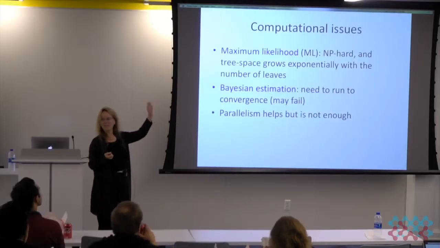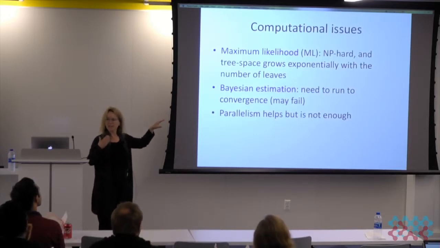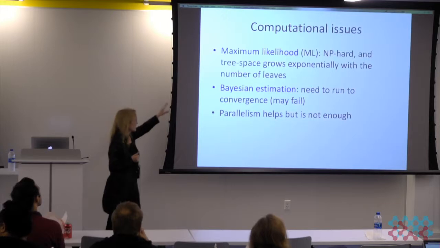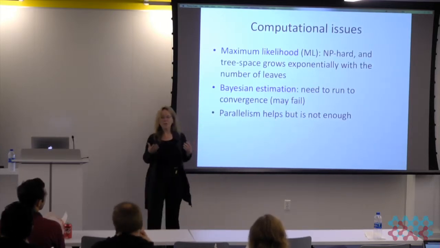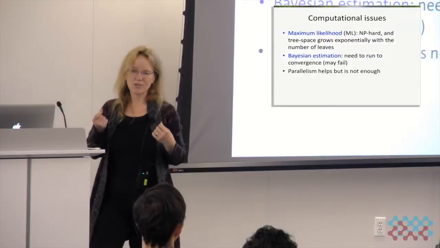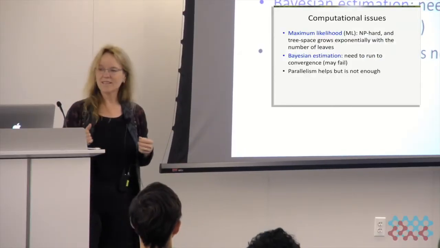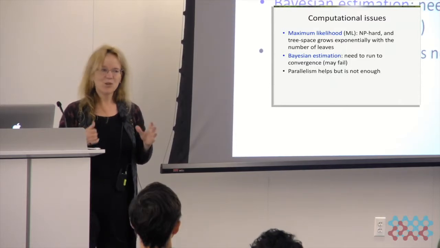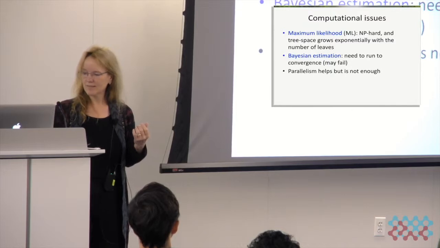Okay, so computational issues, maximum likelihood, NP-hard problem, Bayesian estimation even harder because you have to let it converge. So you really have these problems about running time. And then parallelism can help, but it really doesn't address these issues enough. So what I'm going to show you is some ways of addressing this that can use parallelism, but can go beyond just what you get by parallelizing an existing method.